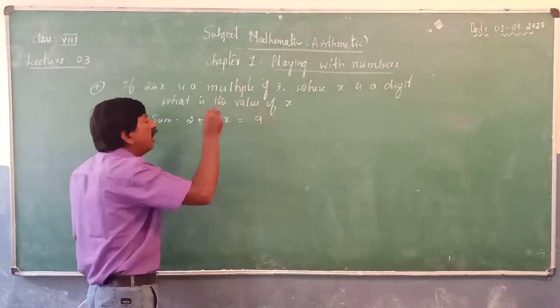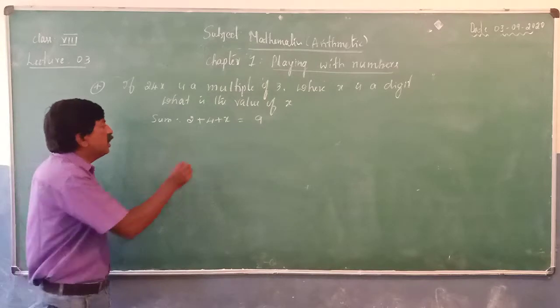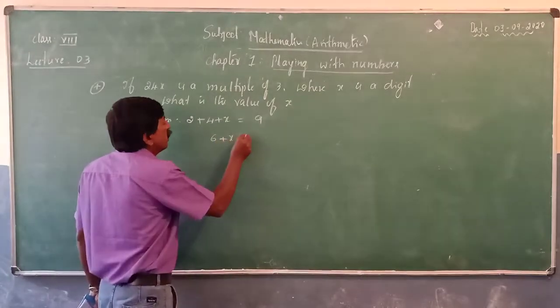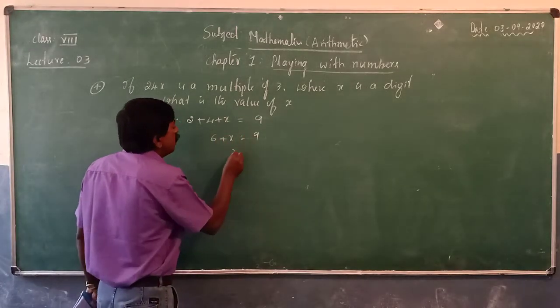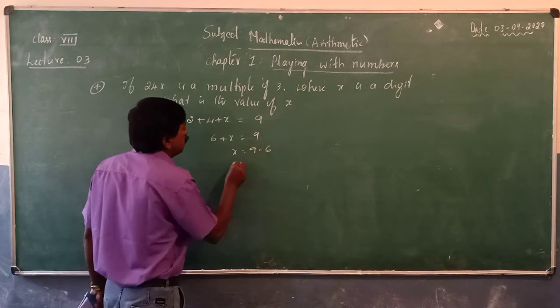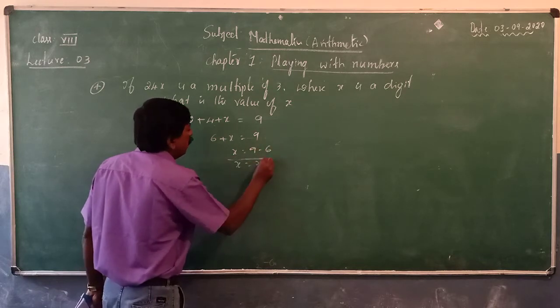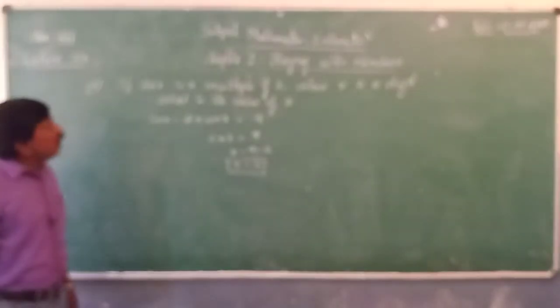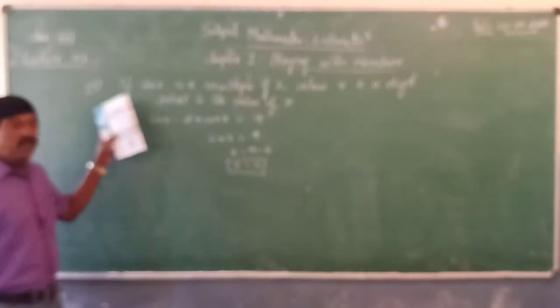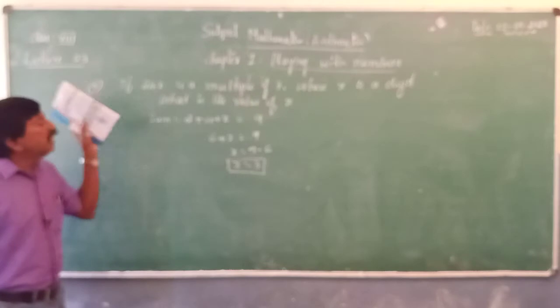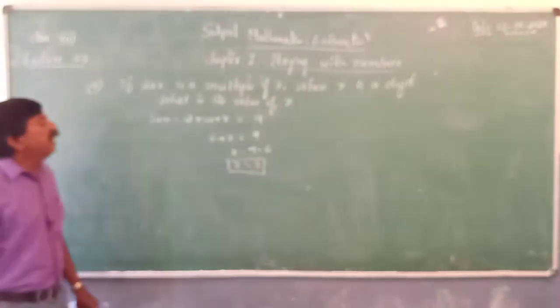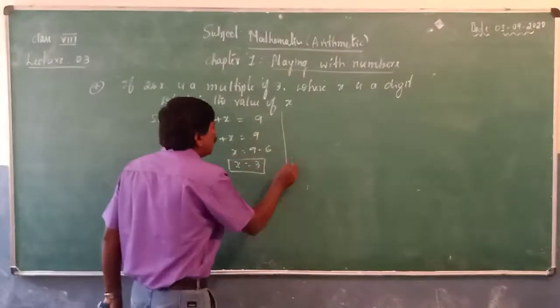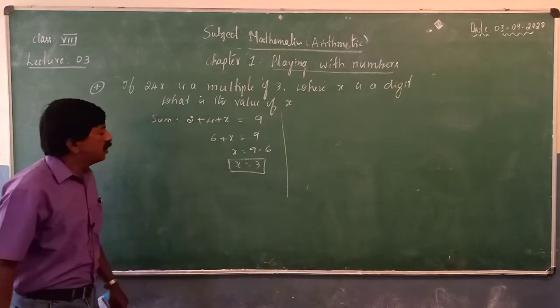Let us see later on. So 2 plus 4 is 6. 6 plus x is equal to 9. So x is equal to 9 minus 6. x is equal to 3. So here the x value is 3. Of course, directly we can say it is divisible by 3. Even you can consider the next value also.